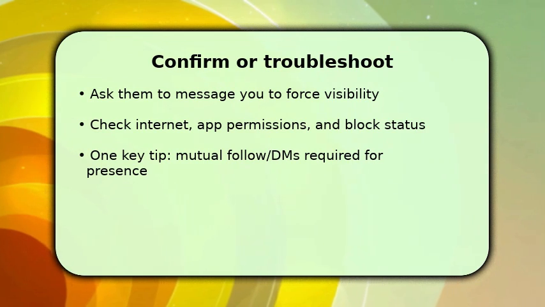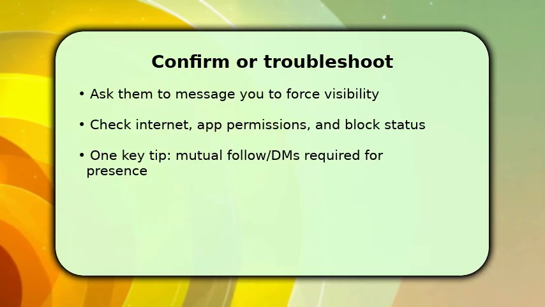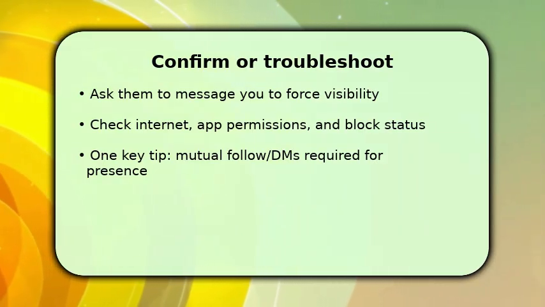Finally, complete the check by prompting the person to send a quick message. Once they message you, activity becomes visible immediately. If indicators still fail to appear, make sure your connection and app permissions are working and verify you're not blocked.